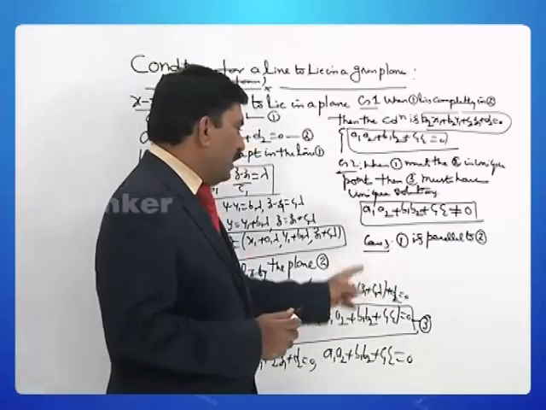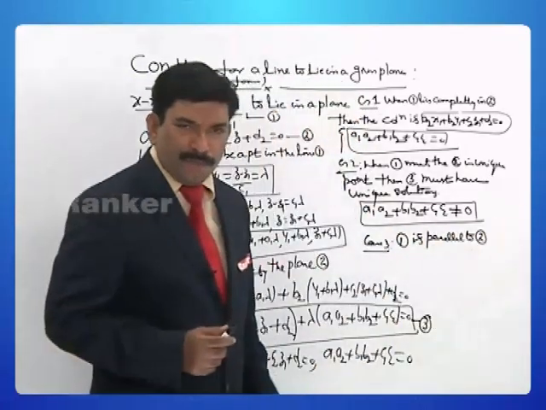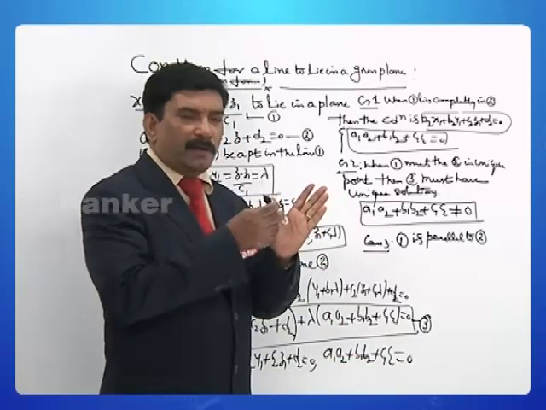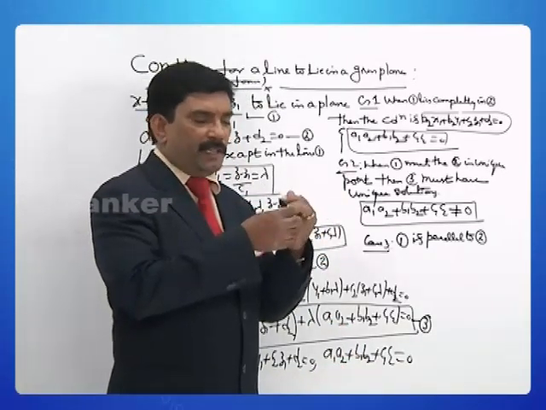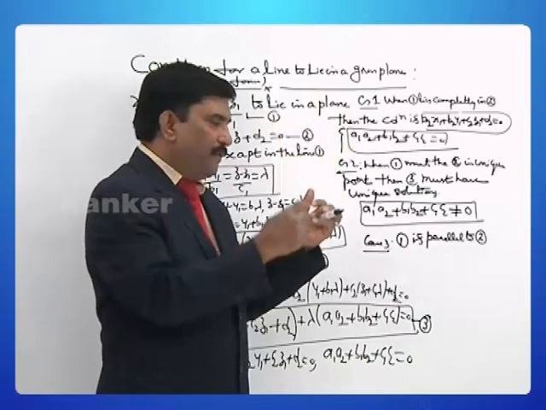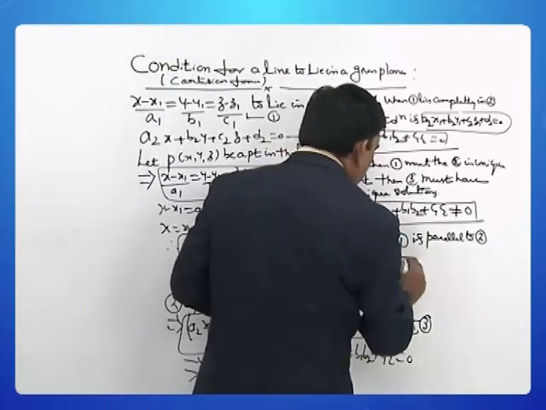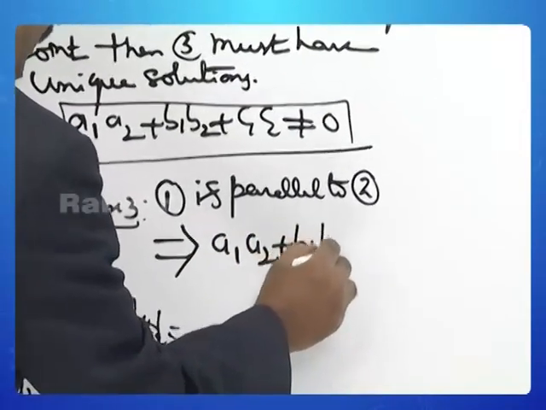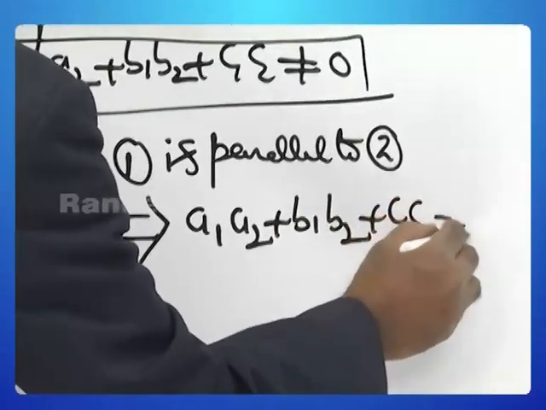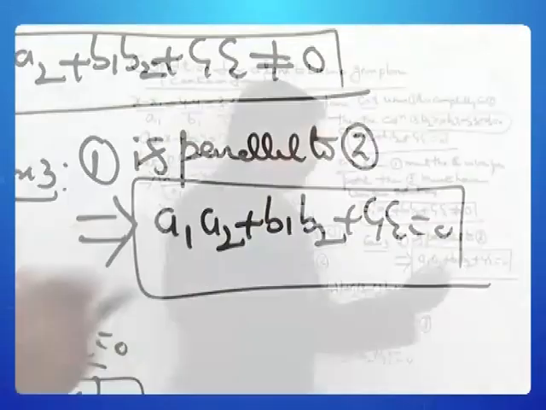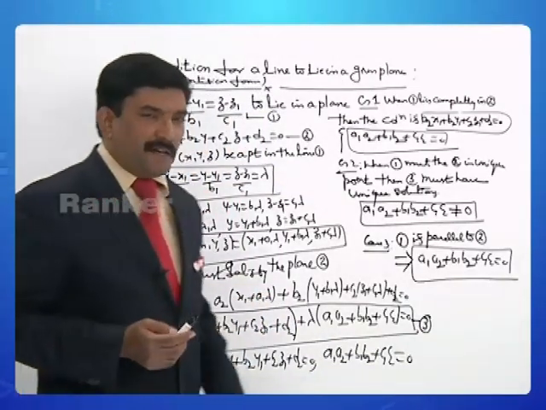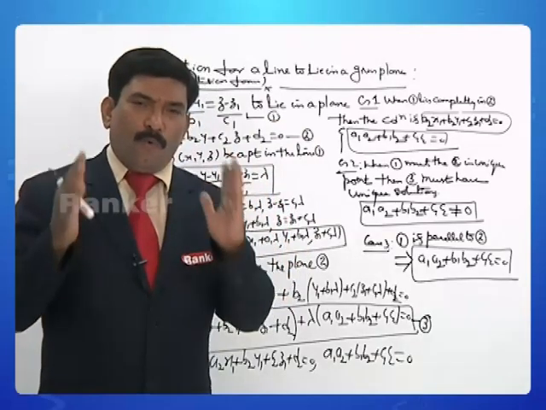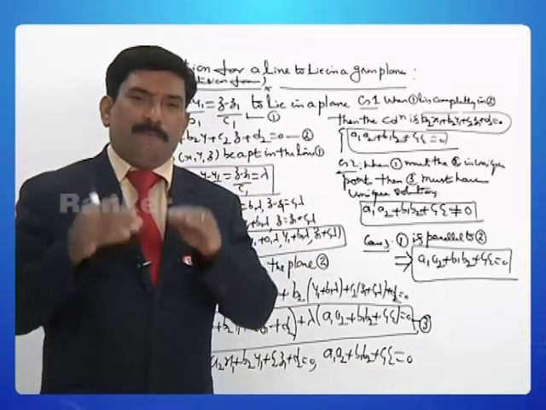Therefore, when line 1 is parallel to plane 2, it is quite obvious this line is perpendicular to the normal. This is a normal, this is a line. So I can write, which implies a1a2 plus b1b2 plus c1c2 is equal to 0. Yes, these are the conditions we established.